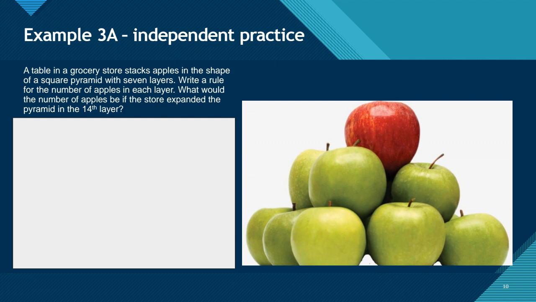So take a look at the picture on the right. There's 1 apple in the first row, and then there's 1 apple on each corner in the second row. So there's 4 apples in that row. And you can see the third row is 3 apples by 3 apples. So you know there's 9 apples in that row. So what's a rule to find the number of apples in each layer?